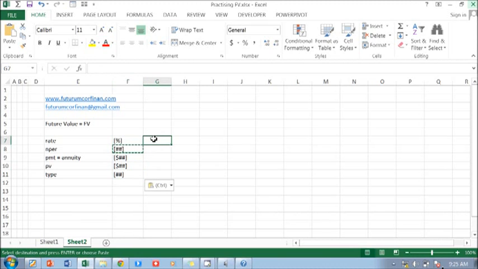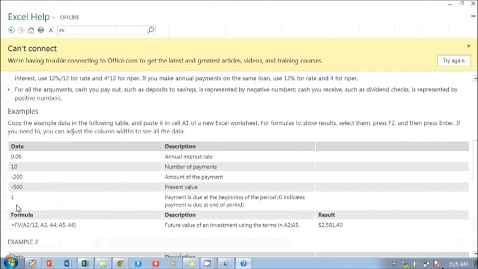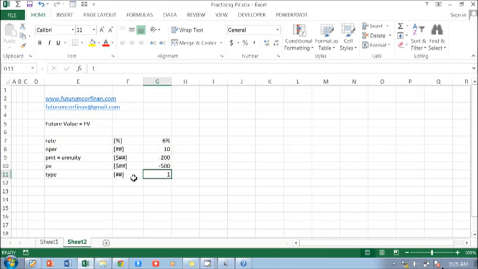So it's 6% here. You have NPER of 10 periods. PMT is minus 200. The present value is 500. I think you use 1 or 0, so 0 or 1. So it's 1, which means the payment is made at the beginning of the period. So the Excel formula, you just insert formula.